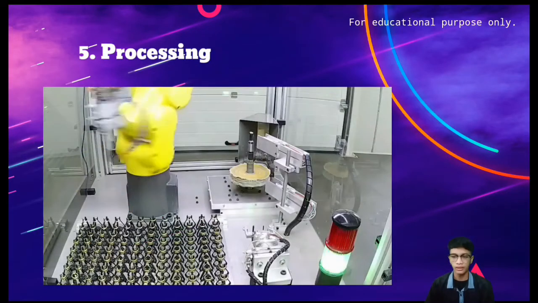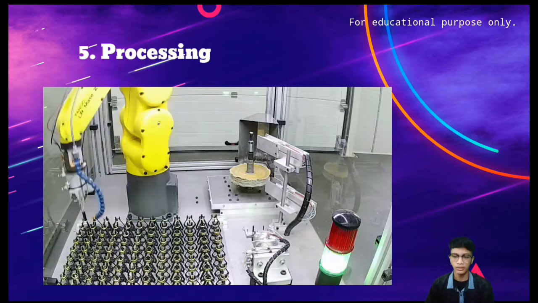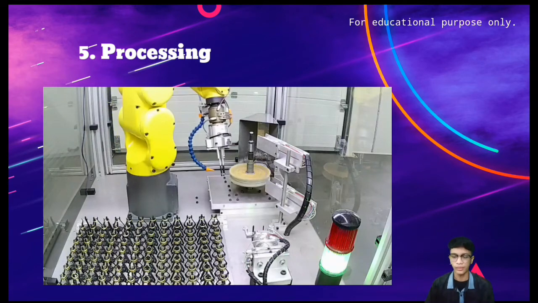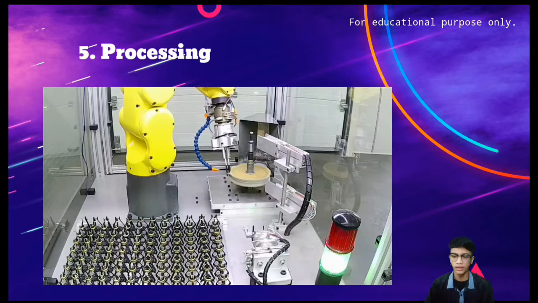5. Processing. There are certain products that have to undergo a specific type of processing, such as curing, polishing, or sewing before being released. This work is done by robots with varying degrees of autonomy, depending upon the complexity of the task and capabilities of the robot.